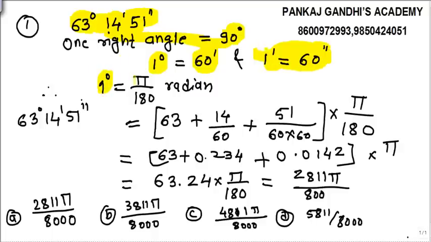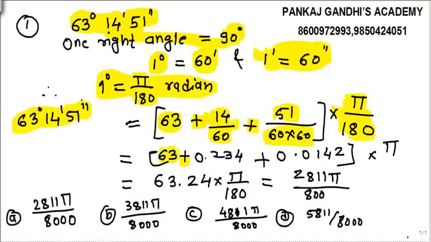So finally, 1 degree is pi by 180 radian. This is the definition. This way we have to find the values of degrees in terms of radians. So this is 63 degrees, 14 minutes and 51 seconds, and we will multiply this with pi by 180. Now 63 degrees plus 14 minutes, so 14 divided by 60 to convert it into degrees, plus 51 upon 60 into 60. The seconds go into minutes, then into degrees, into pi by 180.